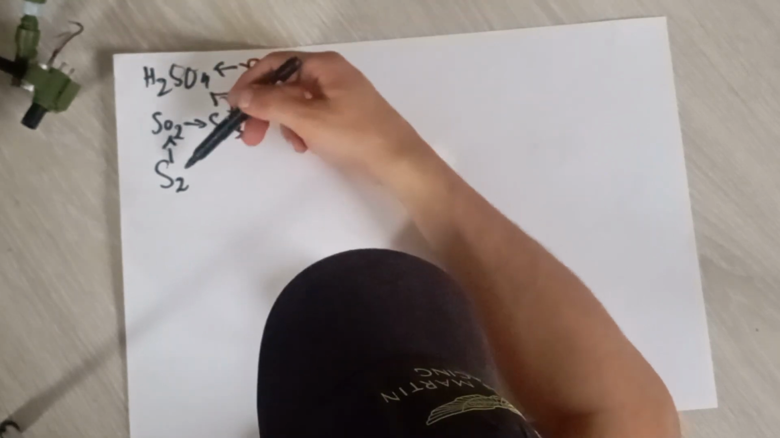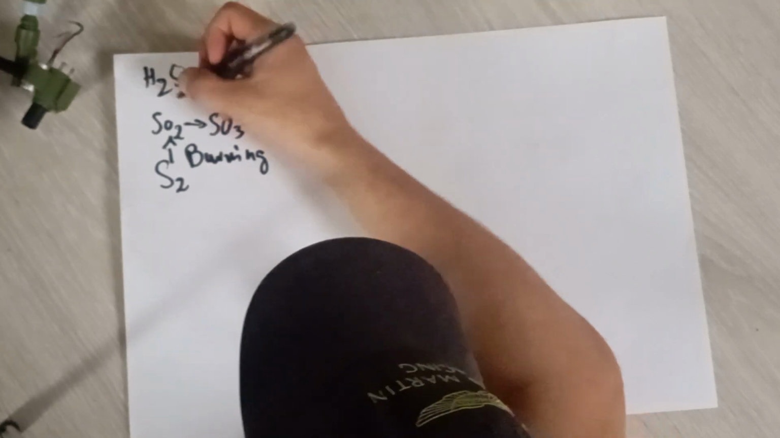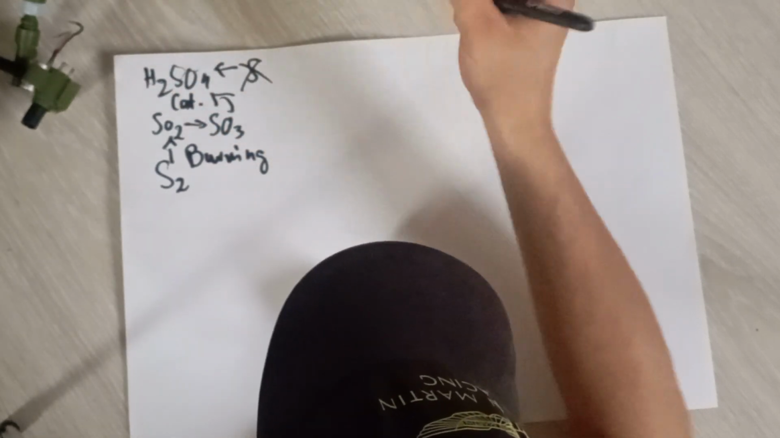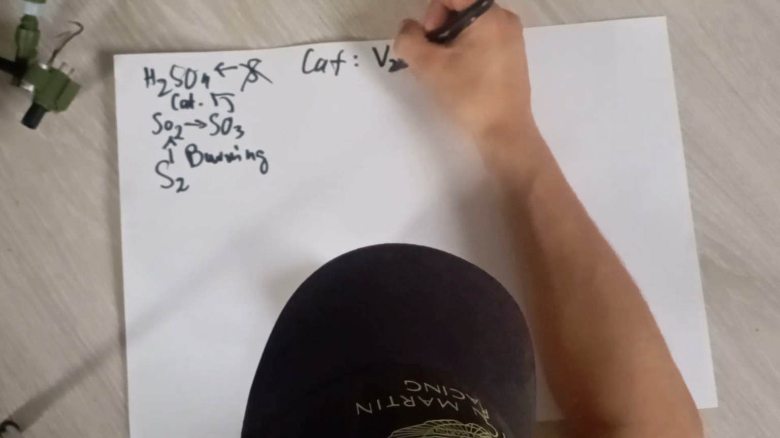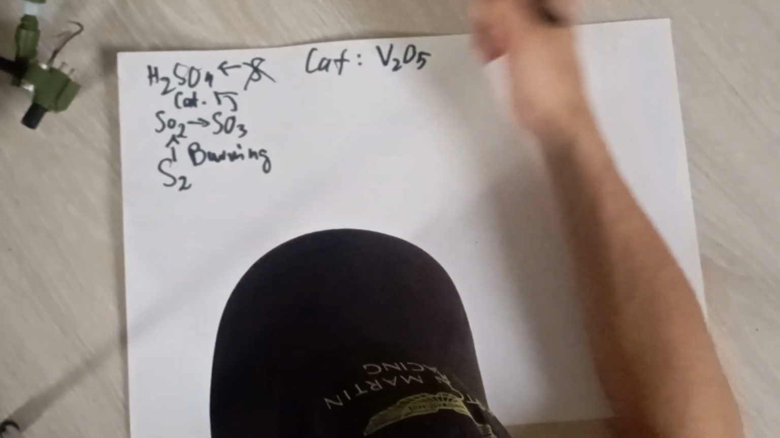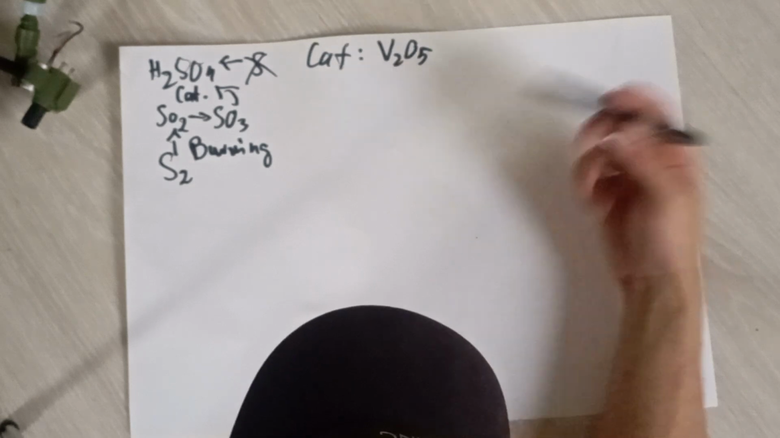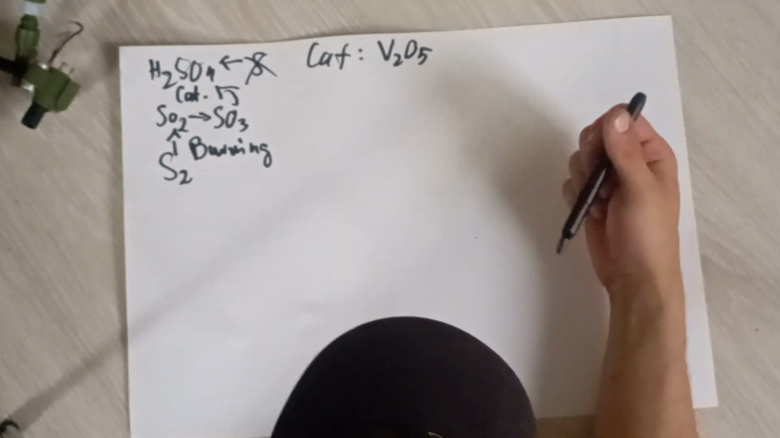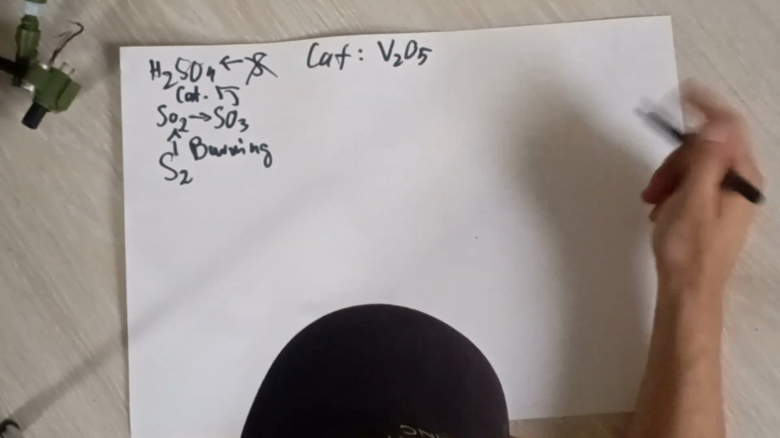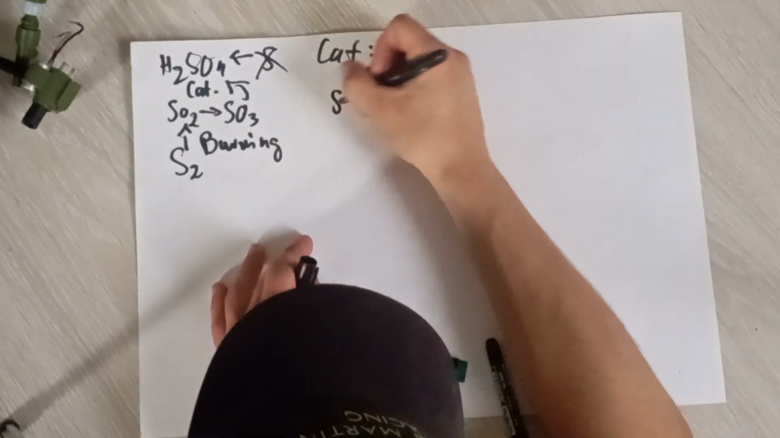The conversion here is burning, and the conversion here is a catalyst. The catalyst is V2O5, which is vanadium pentoxide. First of all, we have a burner, and if you want the whole process, you can search it up. It's on my channel. I have described it and gone through this a lot, so I'm not going to explain it here. So what's the problem with this?